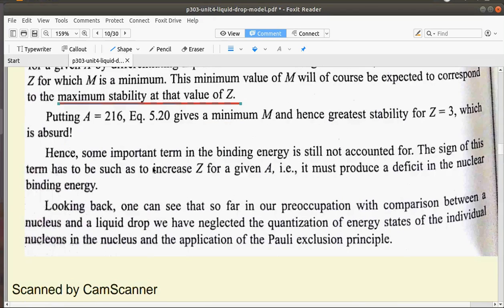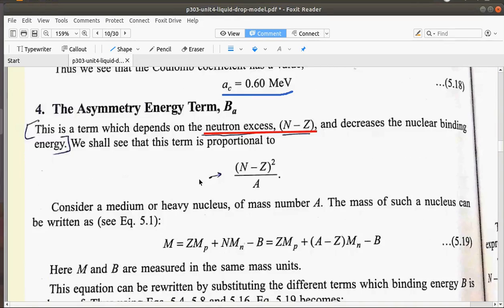We don't know what this term is. The sign of this term has to be such that to increase Z for a given A, it must produce a deficit in the nuclear binding energy. So this term should decrease the binding energy for an increase in Z. As Z increases, this term should decrease the binding energy.